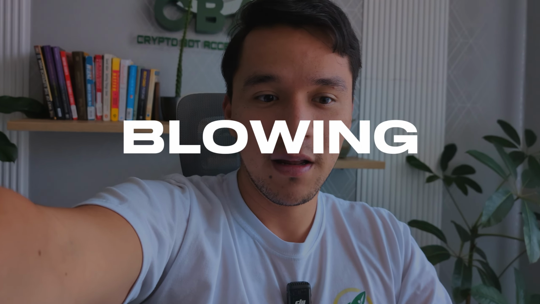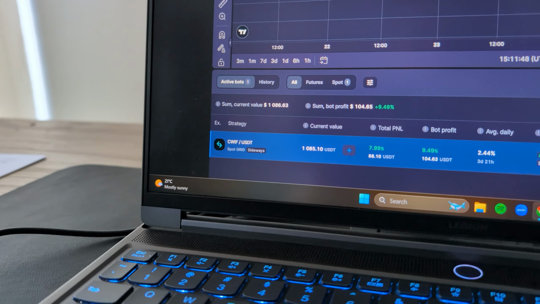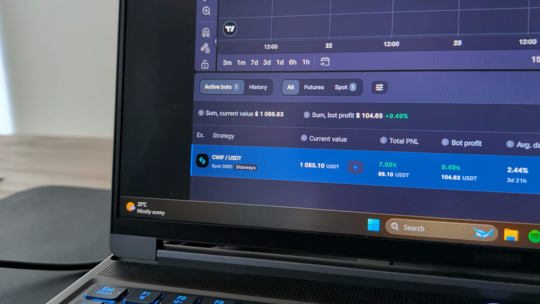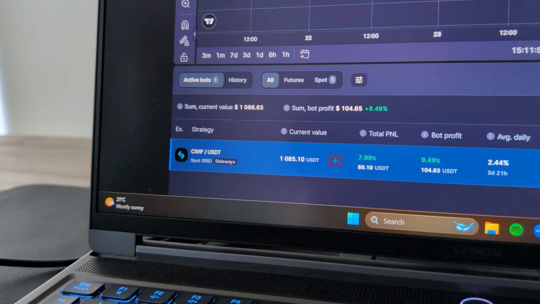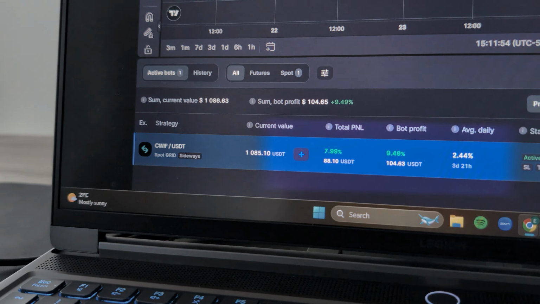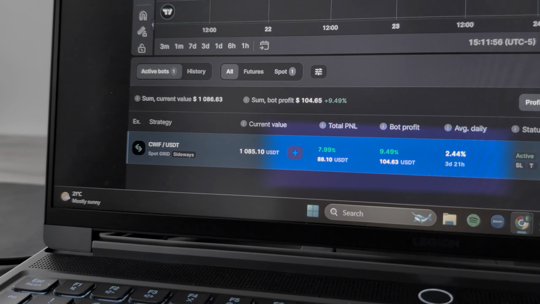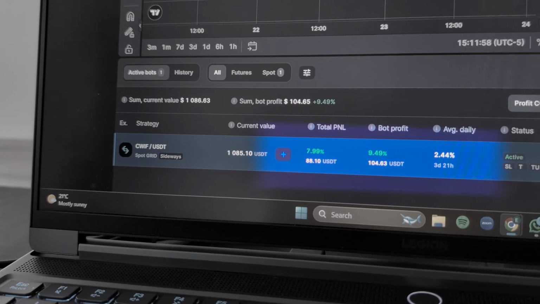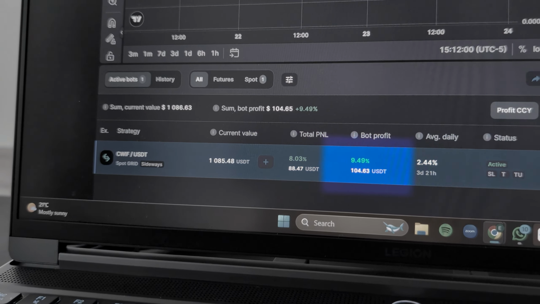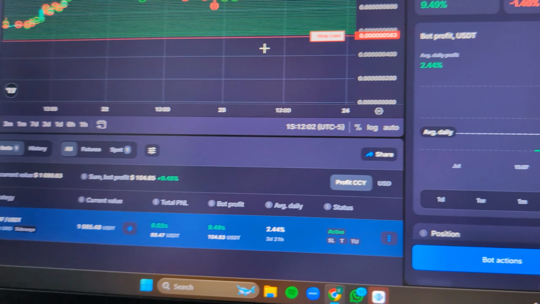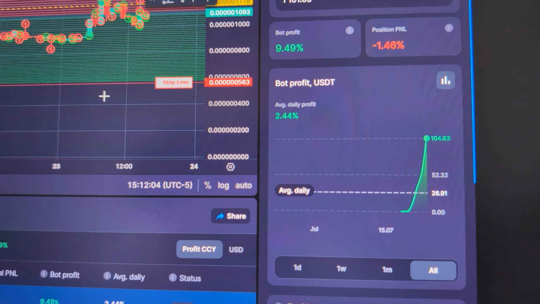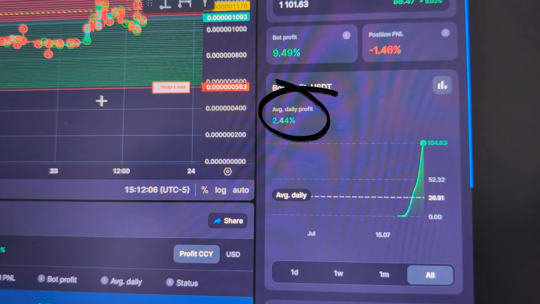Hey guys, so it's day number 3 since I deployed the bot, and let me give you a quick update on how it has been performing so far, because I promise you, it's mind-blowing. Let me share this with you. So right now I'm looking at the screen here, and as you can see, same crypto pair so far, but it has generated 7.99% in total PNL and accumulated profit close to 10%. If we look at the average daily profit, it's making about 2.44%, which is insane.